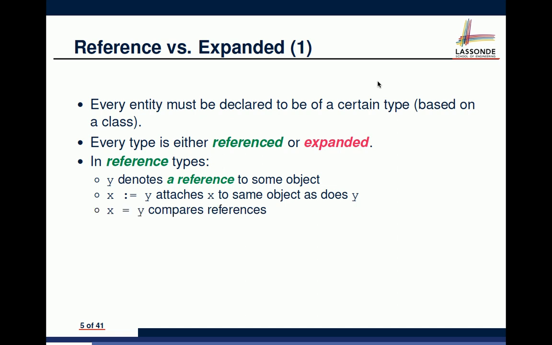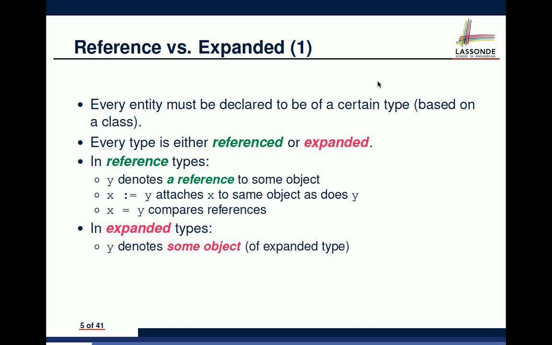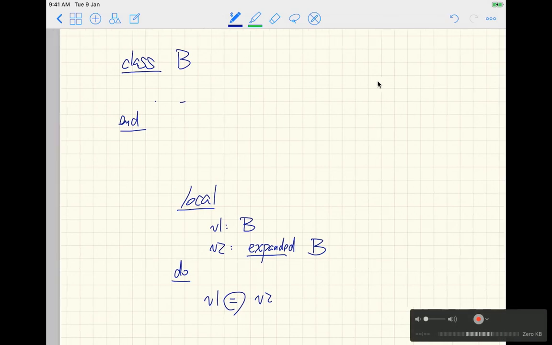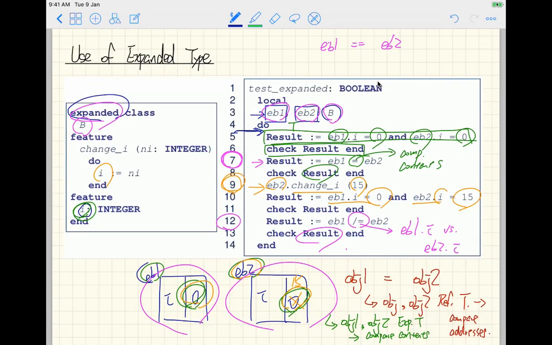And then when you say x equals y, it really compares references, the addresses. On the other hand, for expanded type, as we just have seen, y does not denote a reference. It denotes the object itself. That is why the way I draw them was a little bit different. You can see EB1 is directly the name for the object over here. If it was a reference type, this is how I would draw: EB1 is more like a pointer pointing to some object over here. That would be a reference type drawing. You will see lots of things like this when we talk about copy, reference copy.